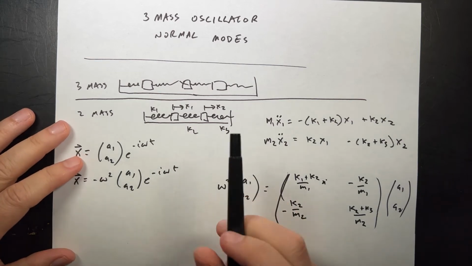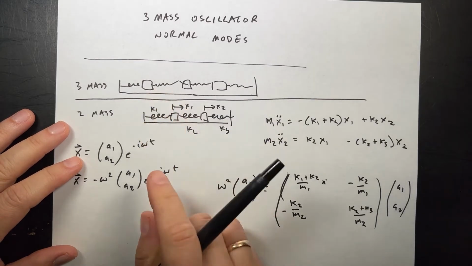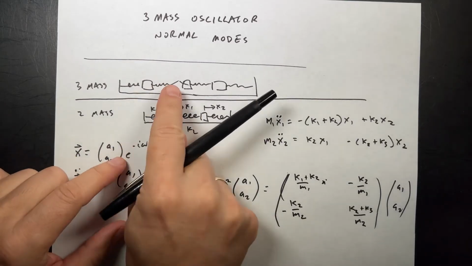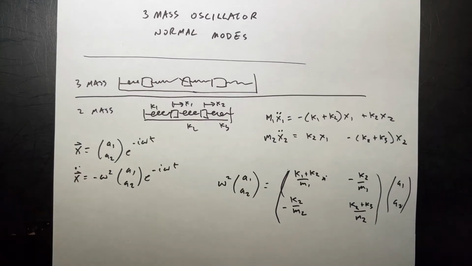Yes, I've done the 2 mass oscillator, coupled oscillator, but we haven't done 3. So let's do 3. This is going to be 3 masses connected by springs, and we're going to find the normal modes. So we need a quick review. Let's think about what happened with the 2 mass oscillator, because we're going to do the same thing. I'll post a link to that video for the full details below.